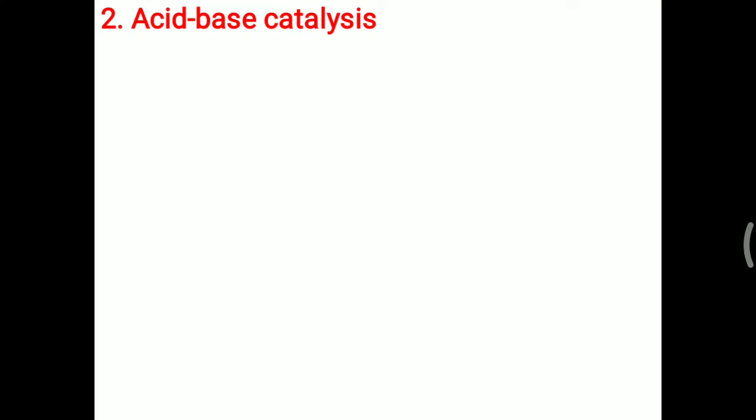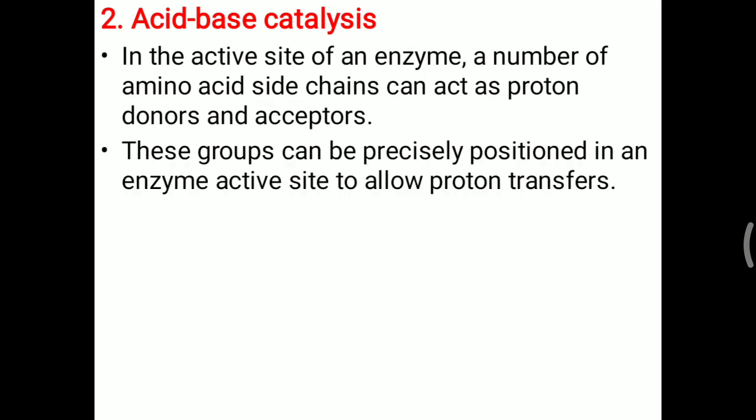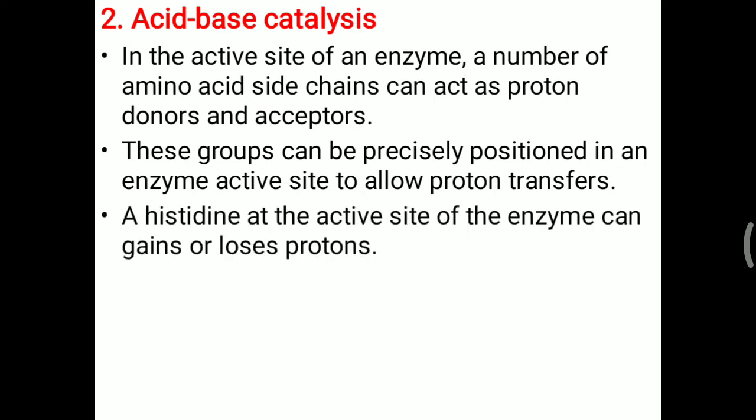Another mode of action is acid-base catalysis. In the active site or active center of an enzyme, a number of amino acid side chains can act as a proton donor or acceptor. Proton means simply an H plus ion, which is either accepted or donated in acid-base catalysis. These groups can be precisely positioned in the enzyme active site to allow proton transfer. For example, histidine at the active site of an enzyme can gain or lose a proton.